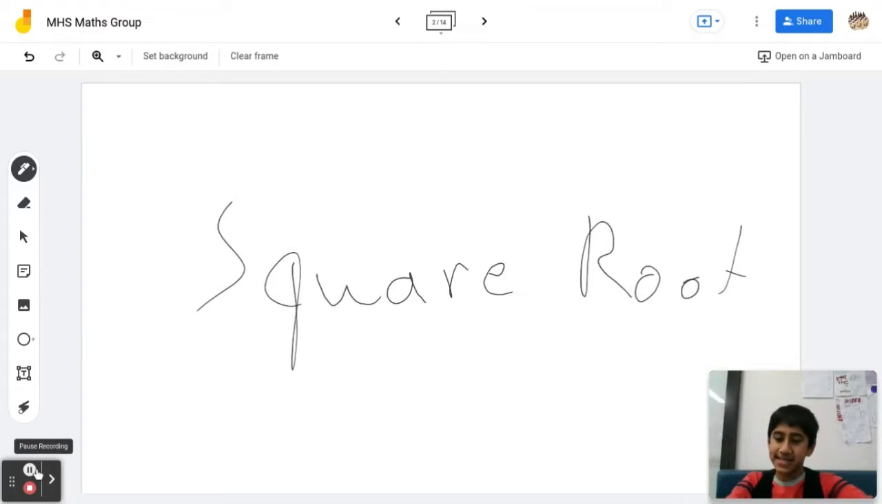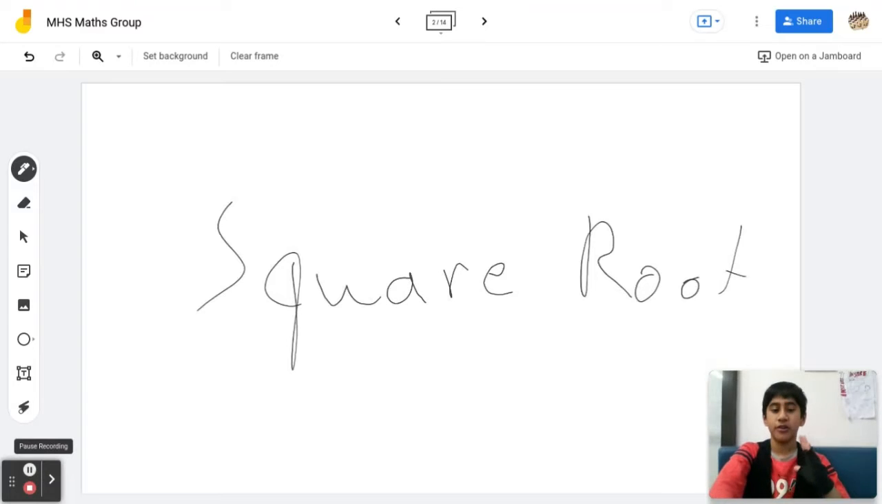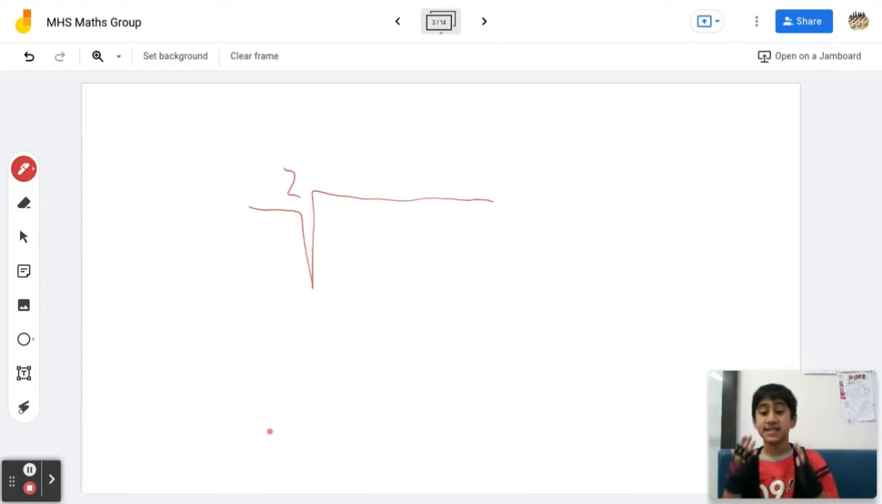So, to do some maths like this, to find the square root of a number, basically, we first have to look for what the square root's symbol is. That is the square root symbol, or aka the radical sign, whatever you like to call it.